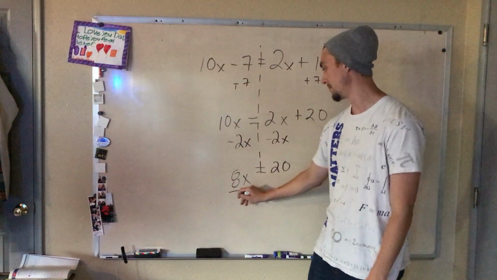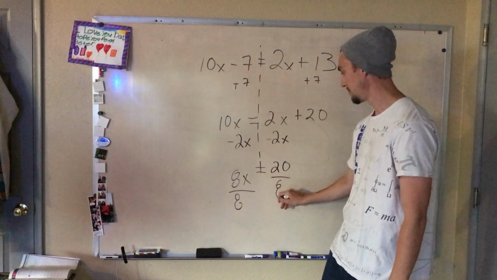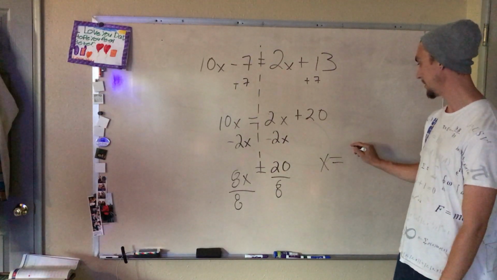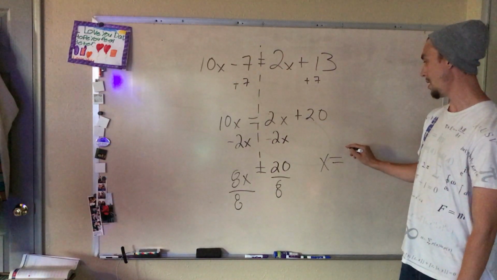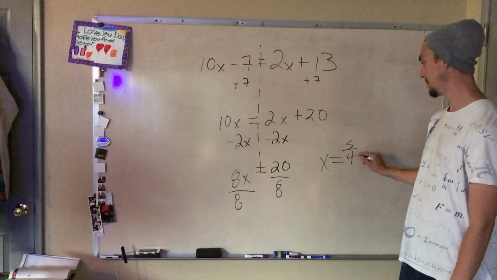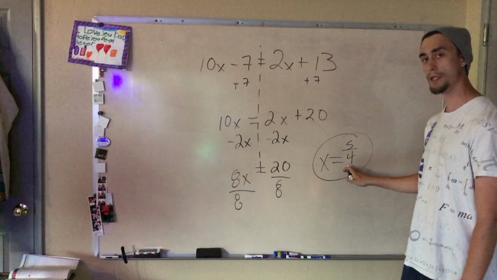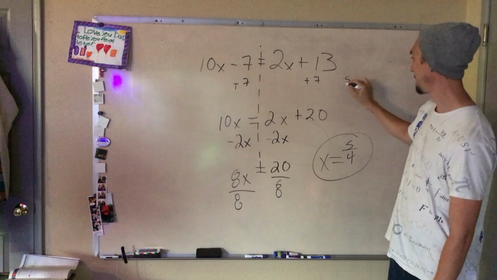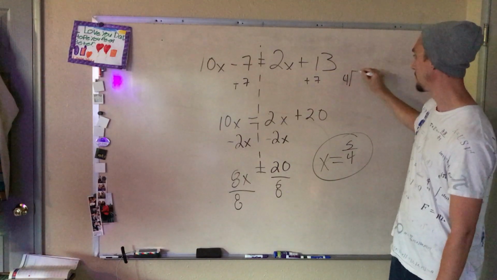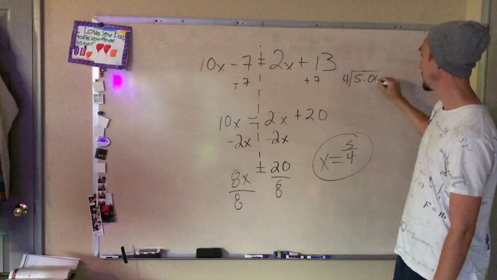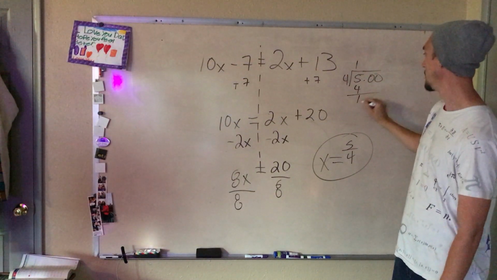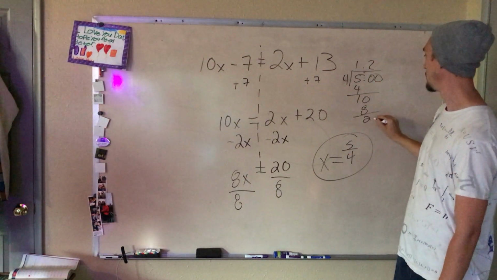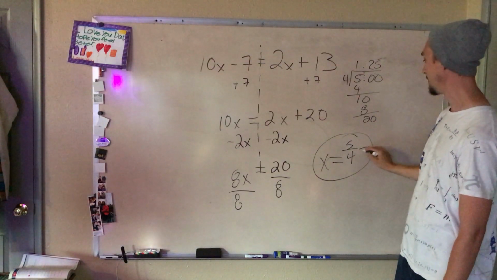And now you just divide out the coefficient, leaving you with just x. And then 20 divided by 8 is 5 over 4. Which you could write as a decimal if you wanted to. By just going like this. Bring the decimal up. 1.25.